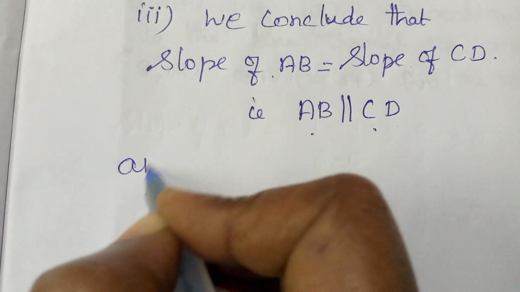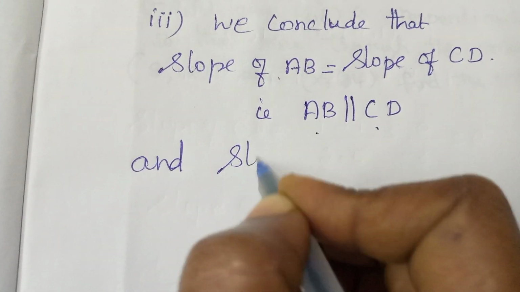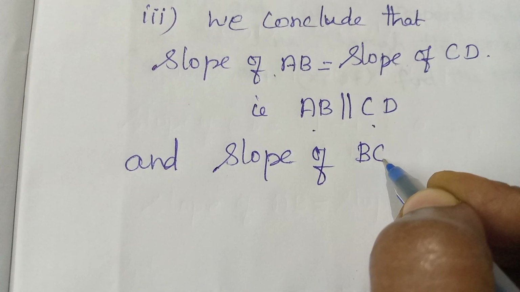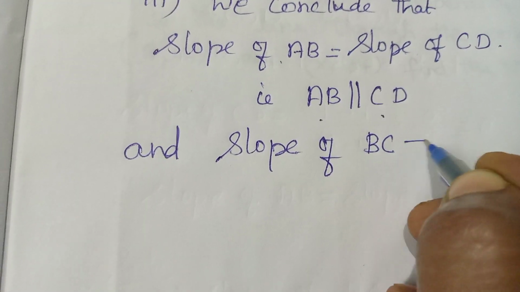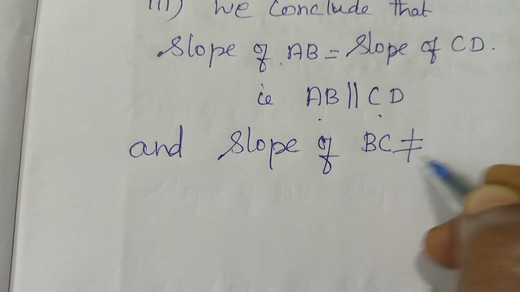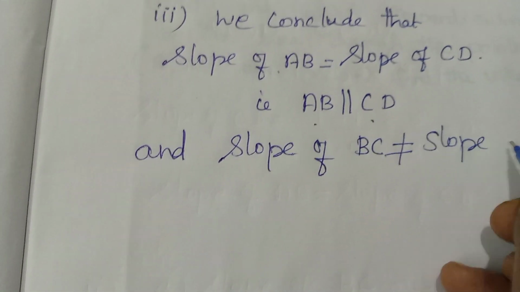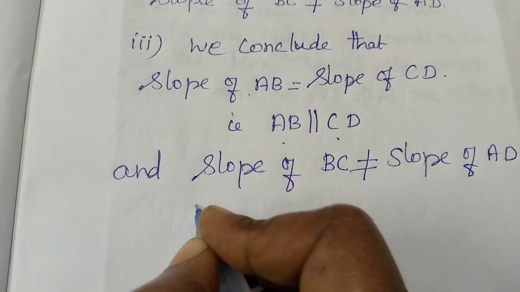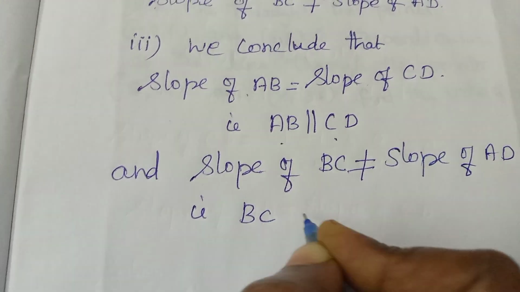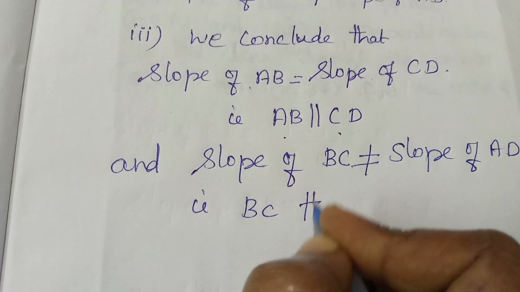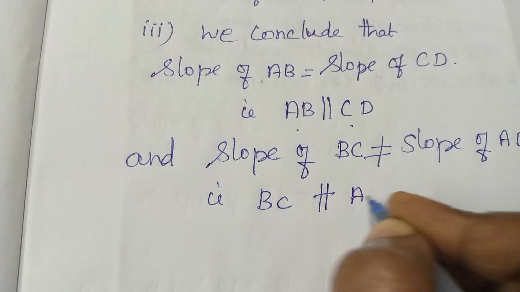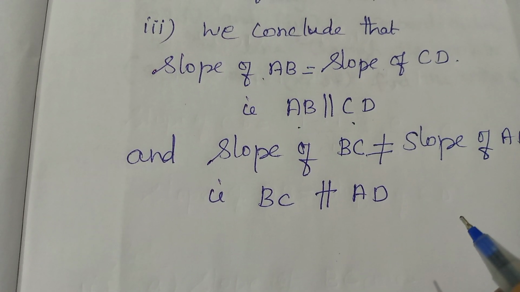And slope of BC and slope of AD are not equal. So slope of BC is not equal to slope of AD. That is, BC is not parallel to AD.